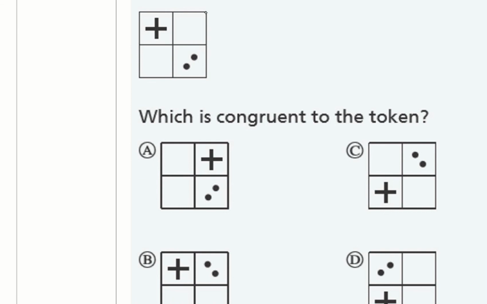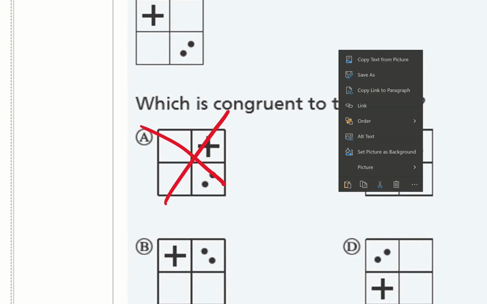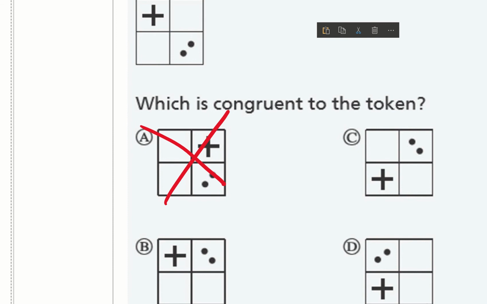So if you look at A, the only difference between A and this original is that the plus minus flipped over. It's not quite a reflection though, right? Because the plus sign reflected, but the dots did not reflect, right? Everything has to do the same thing in the figure. So there's something fishy about this one. There's no way that we can transform it with one transformation in order to get that. The transformation has to be a rotation, a reflection, or a translation. There's no way that we can do any of those three things in order to get A.